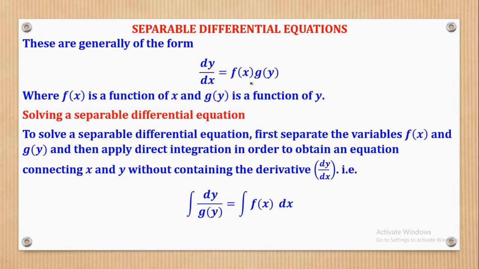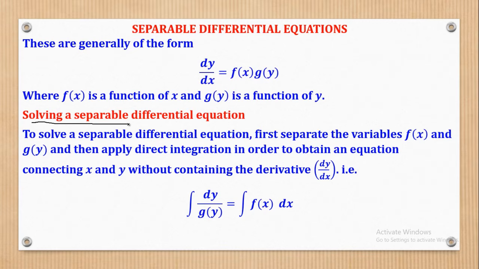Now why do they call them separable? It is because you can separate, you can put y on one side and also x on one side. For example, if I bring this one this side, I can take this one this side so that the left hand side has only y and the right hand side has only x. That is what it means by separable. It means that you can separate them.